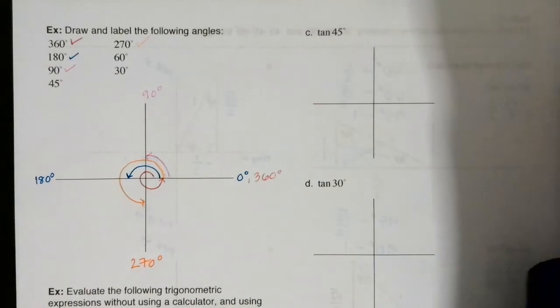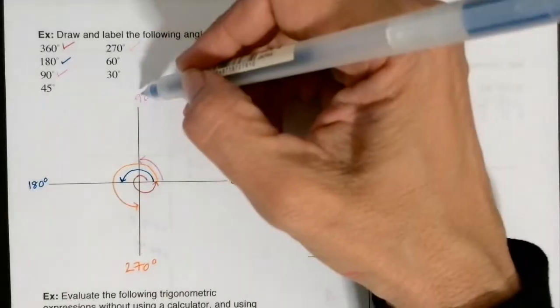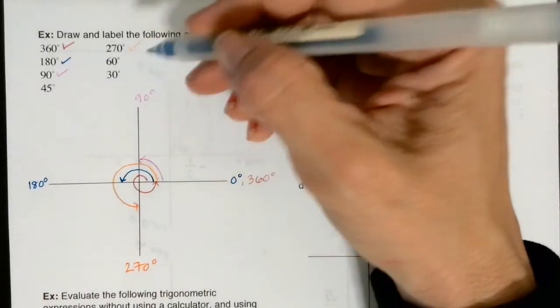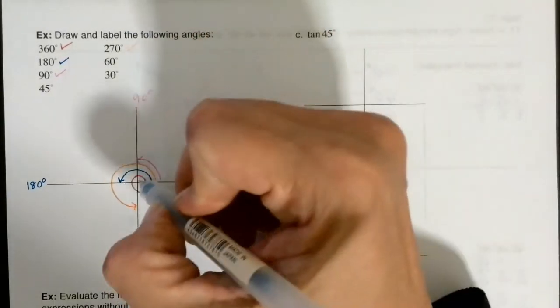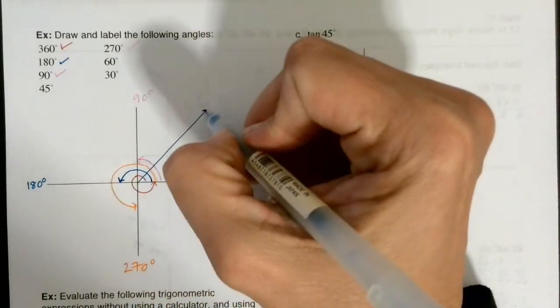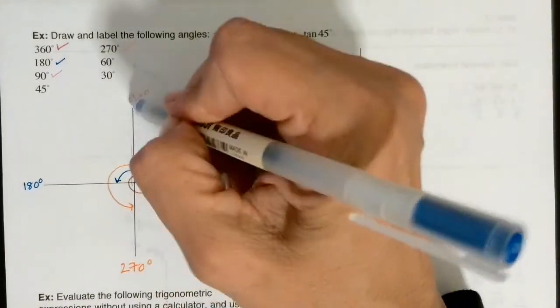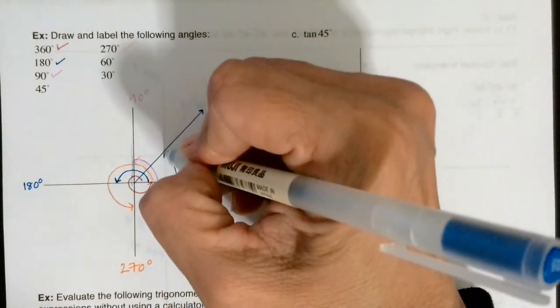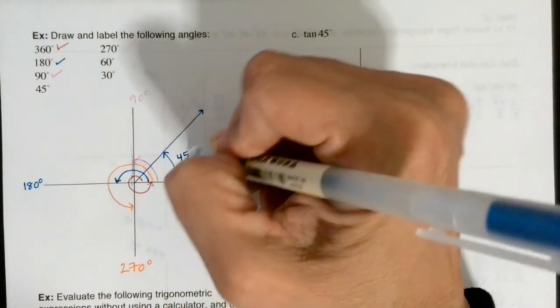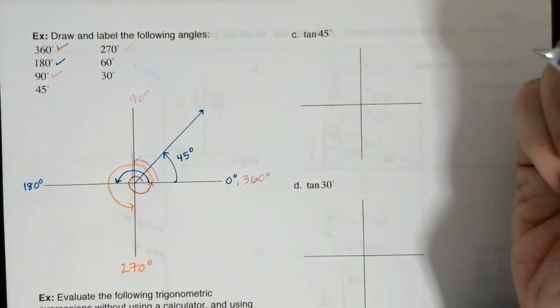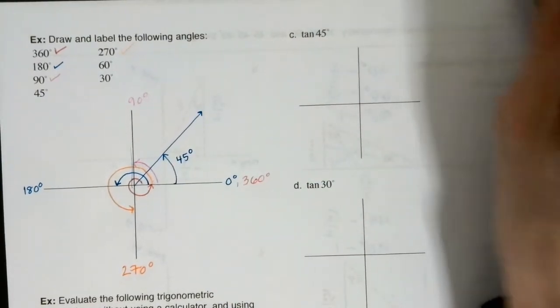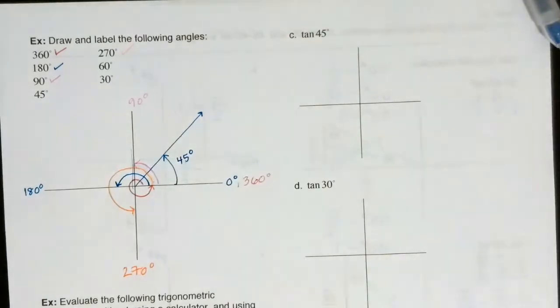Okay, now we got to do these smaller angles. So we're going to start with the 45-degree angle. So if this is 90 degrees, 45 degrees is going to be exactly in the middle. So I'm drawing a big old angle because I could have drawn lines on there, but that angle right there is 45 degrees. Okay? You're like, all right, I get it. Not bad. What about the next one?